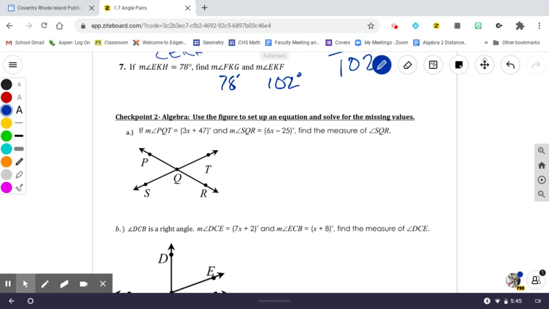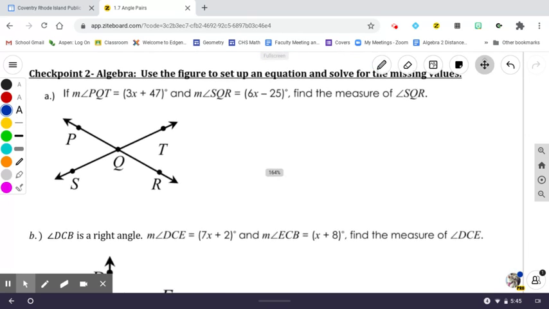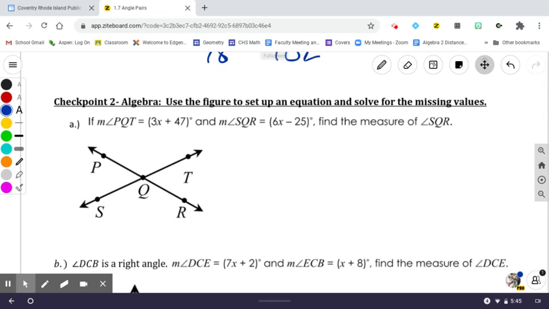So if you look at this picture here, let me zoom in a little bit more. It says PQT is 3x plus 47. So let's start with labeling PQT with 3x plus 47. And then SQR is 6x minus 25. It's asking us to find the measure of SQR. So really, we also have to find x and the measure of SQR. So before we set anything up, we have to think about, what do we know about these two angles? Are they supplementary? Are they complementary? Are they vertical? What do we know about them?